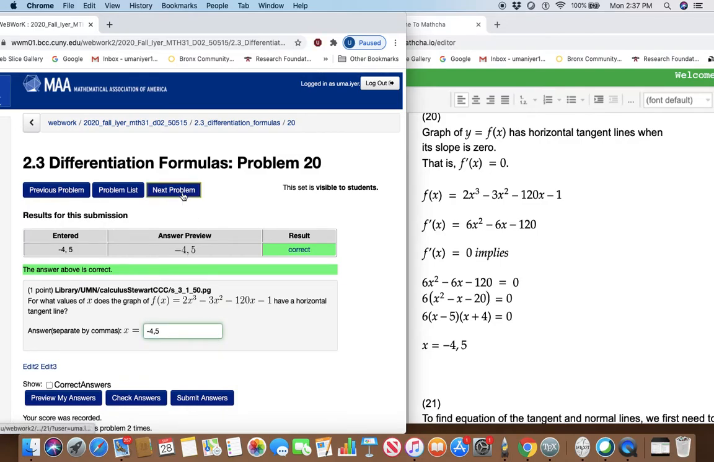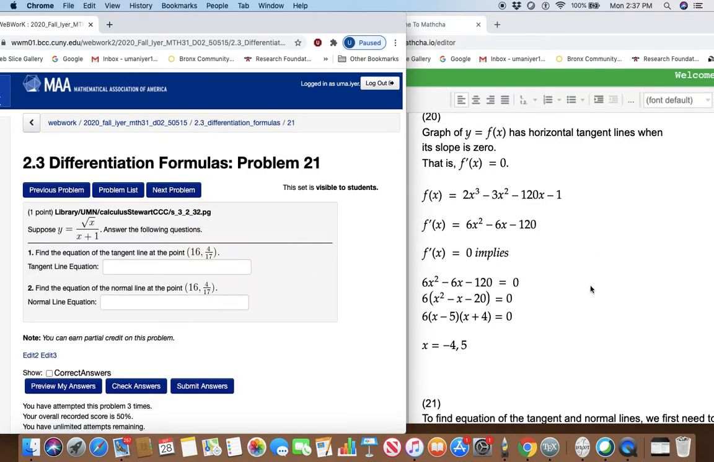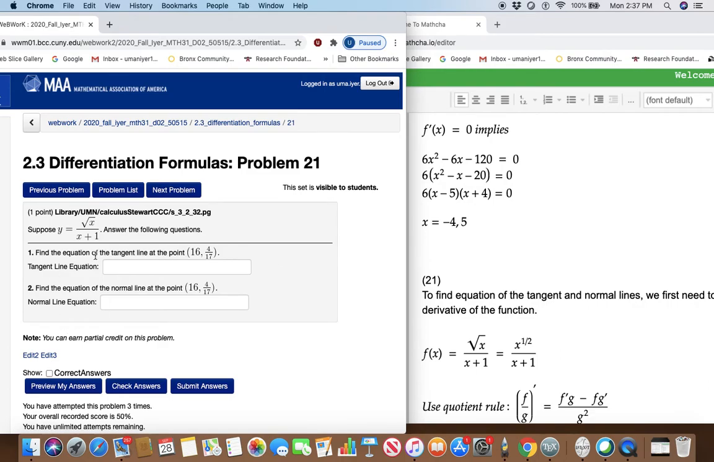All right. Next problem. 21st question. You want the equation of the tangent line as well as the equation of the normal line. So notice this is your function basically. Make sure your point is on this curve. When x is 16, square root of 16 is 4 upstairs, that's good, and 16 plus 1, 17 downstairs. So this point is indeed on this curve. The y coordinate is indeed given by this expression.